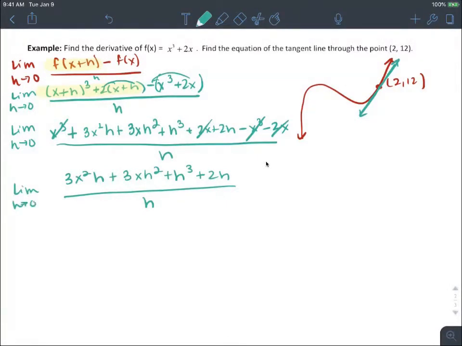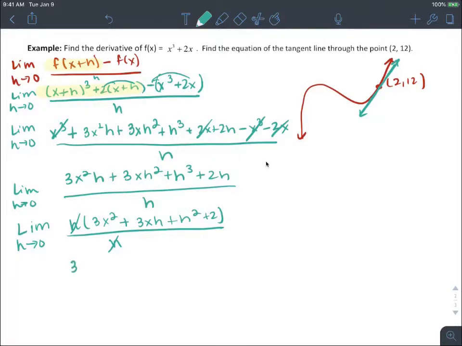And I notice that they all have an h that I can divide out. Let's go ahead and factor out the GCF so you can see. On the top, I have h times 3x squared plus 3xh plus h squared plus 2, all over h. Those cancel. Now I'm not going to divide by 0 when I substitute in the 0. So I'm going to go ahead and do that. There's no h to plug in for that first term, so 3x squared plus 3x times 0 plus 0 squared plus 2. Those go away, giving me 3x squared plus 2. So this equation tells me at any x value what the slope at a single point is going to be.